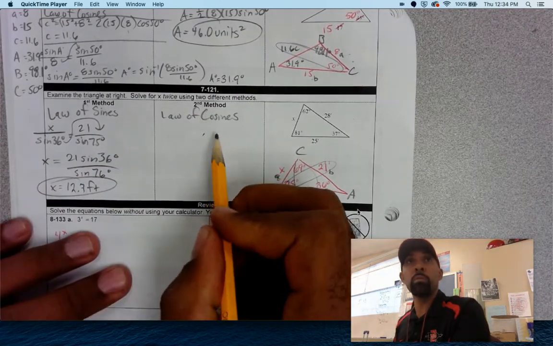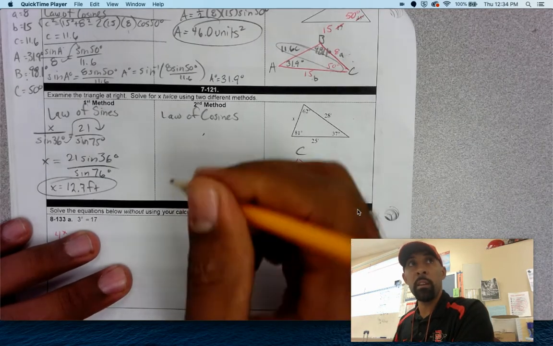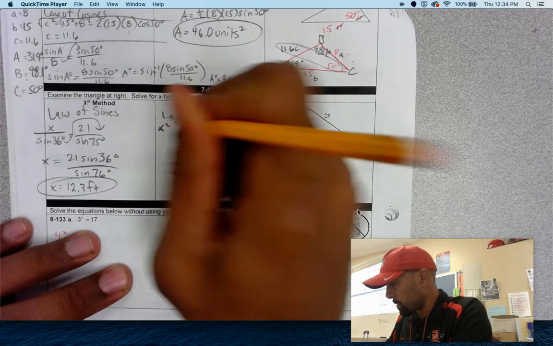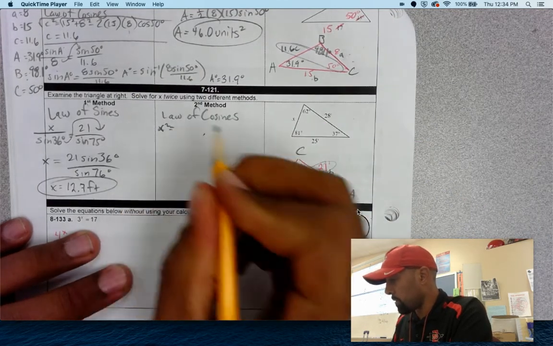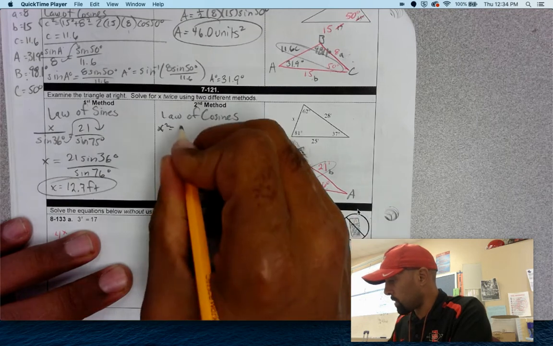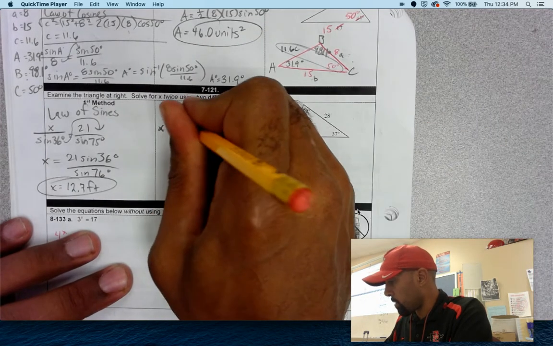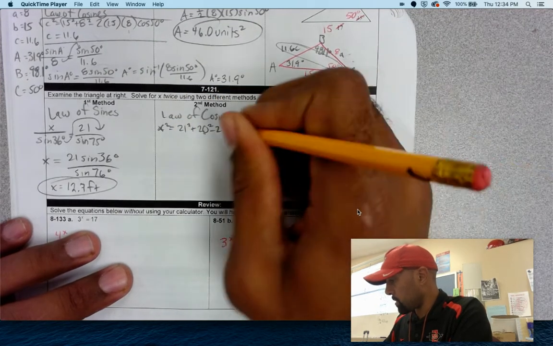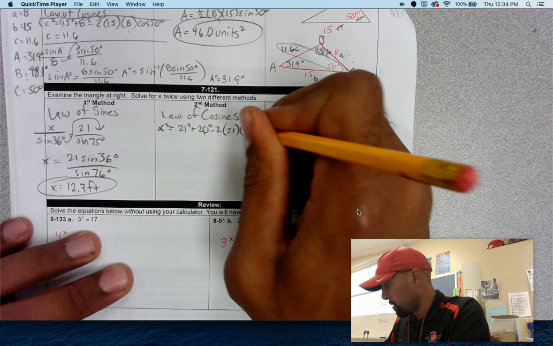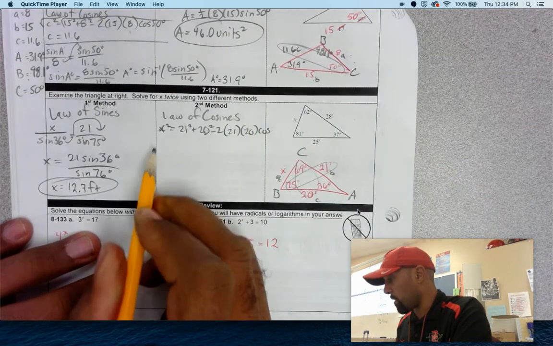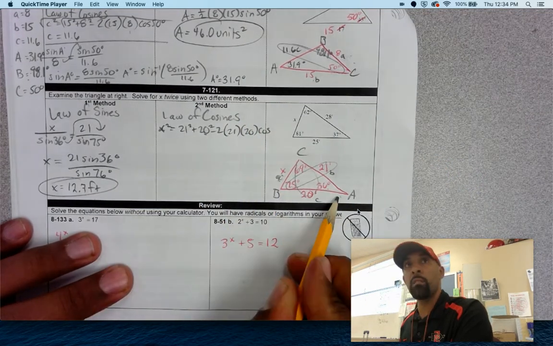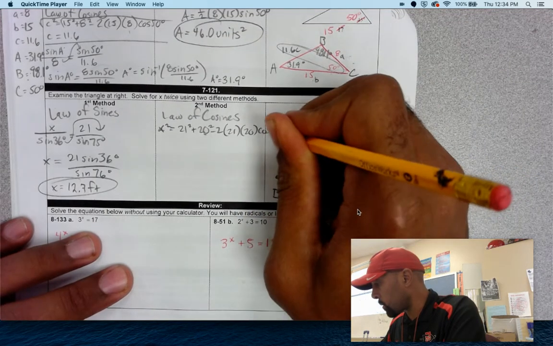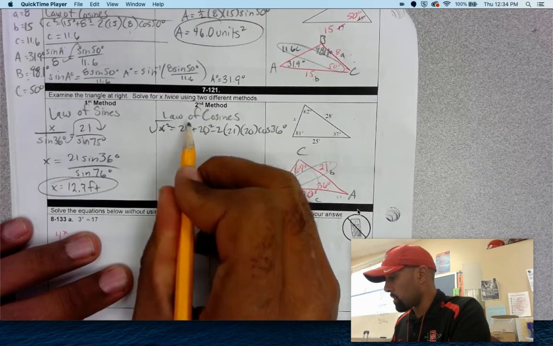Okay, so now law of cosines. Now we're solving for little a, right? So that means little a, or x, goes on this side, and then the other two sides, the b and c, go on the other side. So we're going to do the square of the others, and then add them, and then 2 times those same sides times the cosine of the angle across from the side you're looking for. Okay, so the 36 is across from the side you're looking for, so that's the one we want to take the cosine of.